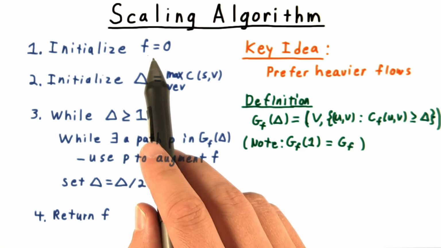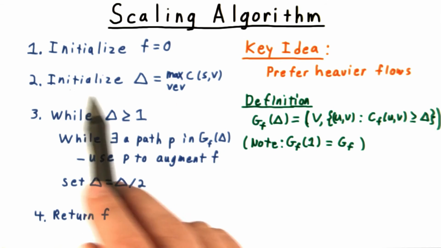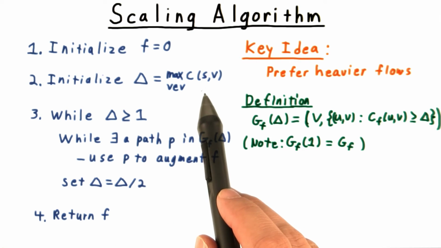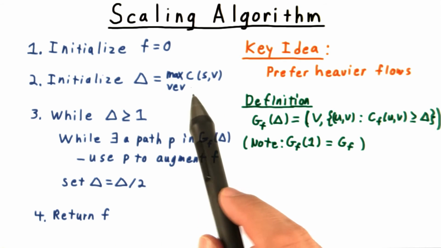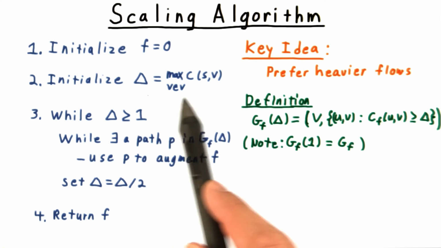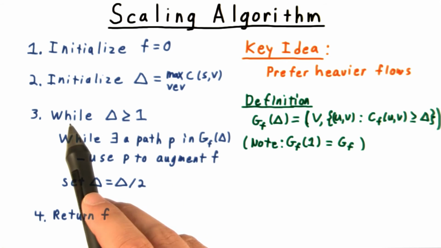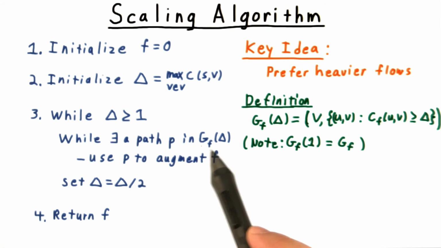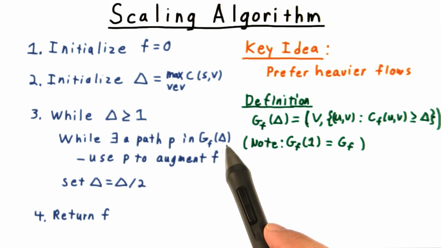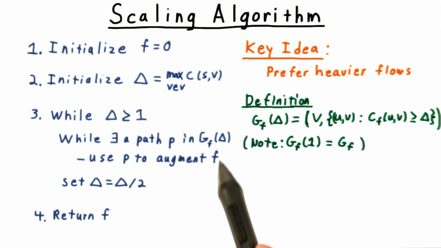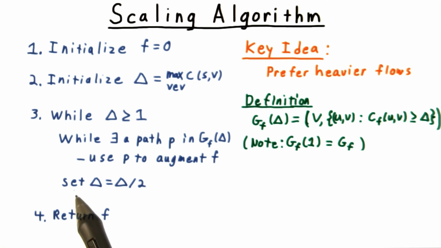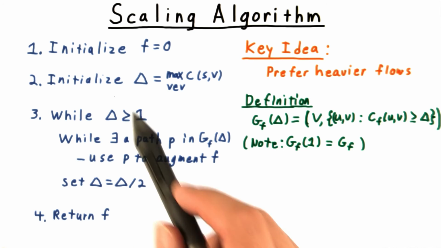We initialize the flow to 0 and the parameter delta to be the largest capacity coming out of the source. This is a trivial upper bound on the value of a single path flow. Then, while delta is at least 1, we look for an augmenting path in the residual graph with threshold delta, and we use this path to augment the flow. Once all such paths are exhausted, we then cut delta in half and repeat.